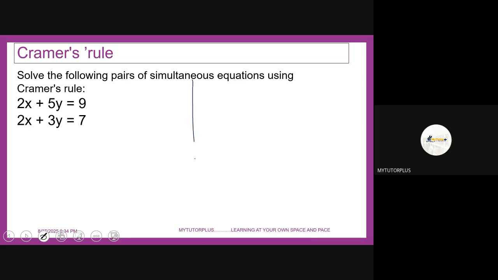So if I want to solve this simultaneous equation using Cramer's rule, my first step is to get my data. I'm going to get three things. How many letters am I having in this place? Two letters, right? X and Y. So I will take the following step.